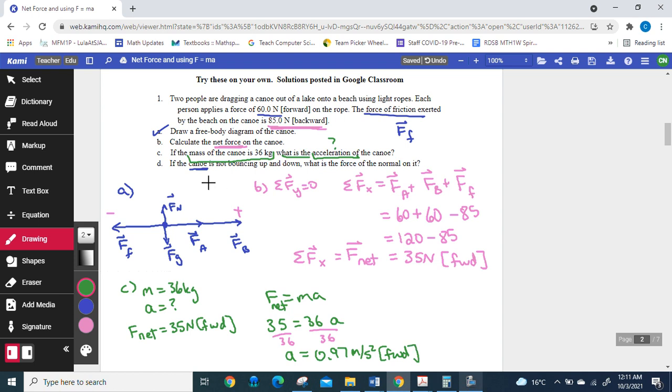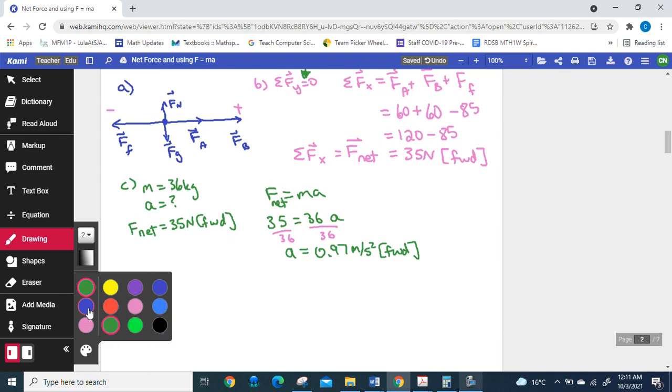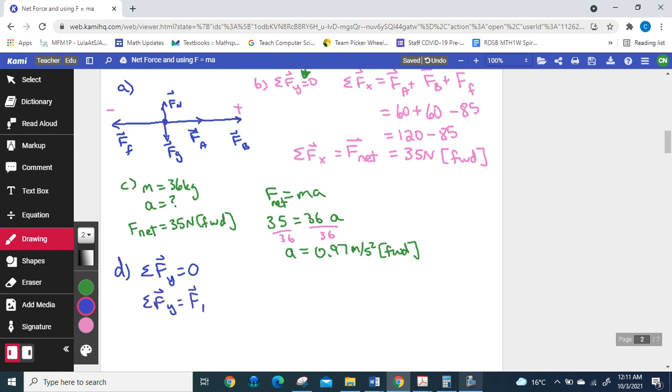Now, if the canoe is not bouncing up and down, here's where the sum of the forces in the y direction is 0. What is the force of the normal? There's no up and down, which means the sum of my forces in the y direction is 0. So I've got to take my normal and add that to my gravity. They're vectors, so we're going to add the vectors. I'm going to say that up is positive and down is negative. We have to add up to 0, so my force of normal is going to be positive.